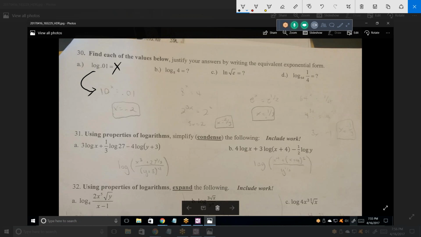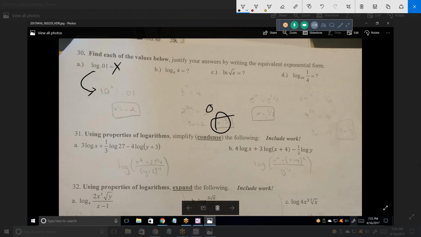Same thing in B. 8 to the x power equals 4. Interesting. You got something on there. I didn't know if you want me to try. I have a little mint to get that out of there. 2 cubed, so 2 to the 3x equals 2. What's that? 2 squared, okay. So now you can say 3x equals 2, x equals 2/3, perfect.